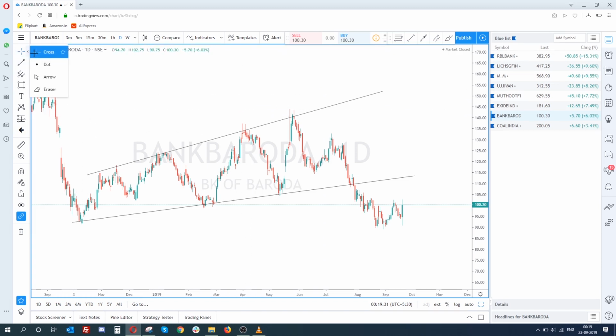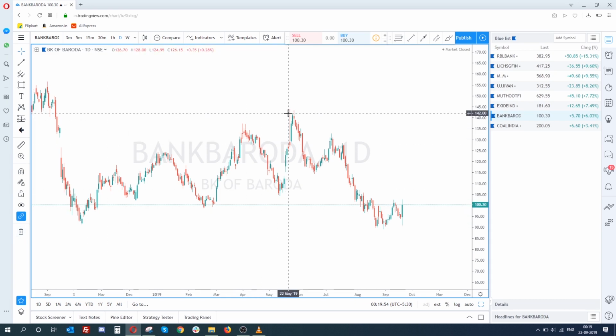So here at the top there has been a constant supply at these areas. So you can see uniformity, right? Even at the bottom you can see uniformity. So this is a breakdown, and we are supposed to go short here after this area. Again, I'm going to draw horizontal lines.